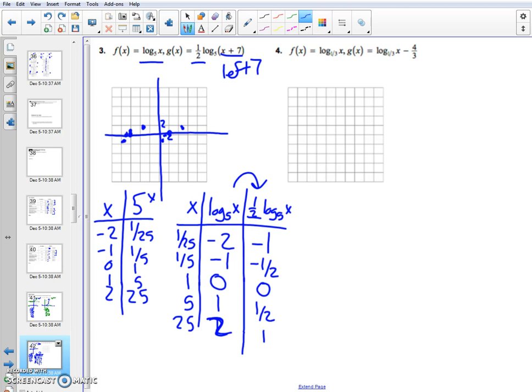Alright, so I also need to think about my vertical asymptote then. If my vertical asymptote is starting at 0, I know that needs to go left 7. So right here, my smartboard is having a very hard time plotting where I'm putting my points, but I think you guys get the idea, and hopefully yours looks a little better than mine. So we have this graph here then.